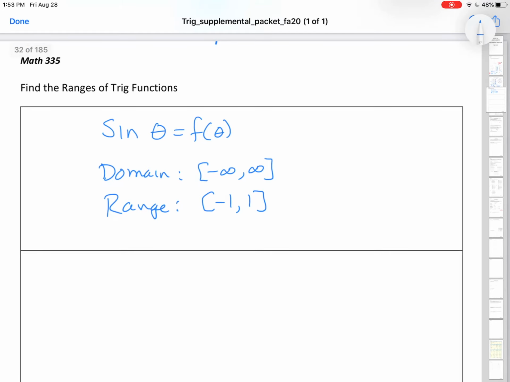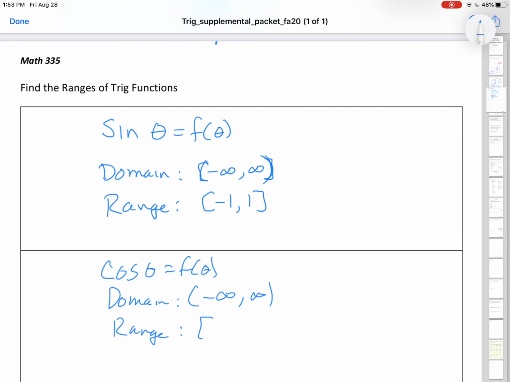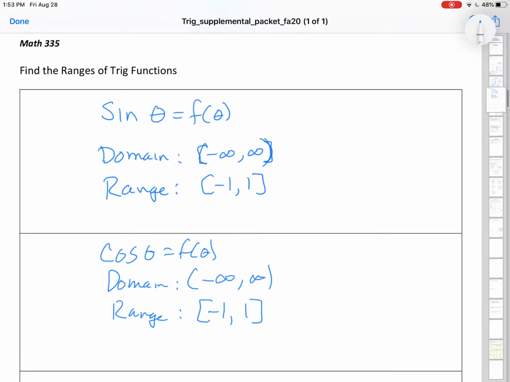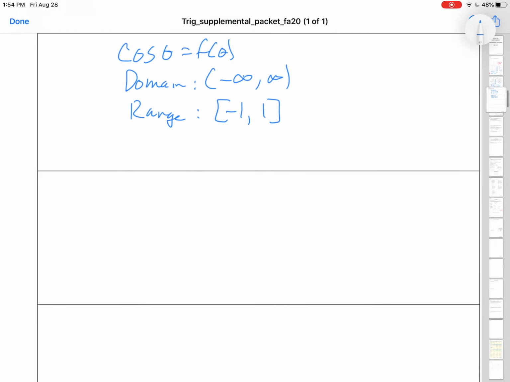Now, as we go to cosine of theta, I'll do that here. You can take the cosine of anything. So its domain is also all reals. I guess these should be open parentheses, right, to be technical. -infinity to infinity. And what's the range of cosine? The lowest value you can get is -1. The highest is 1. And so it's very much like sine. Now tangent.